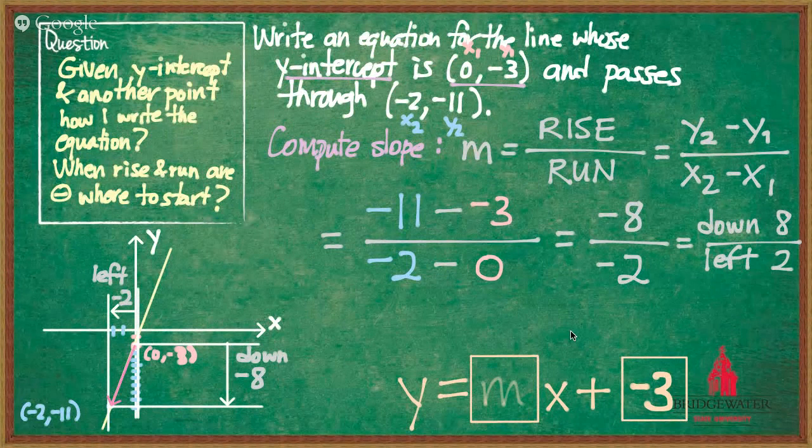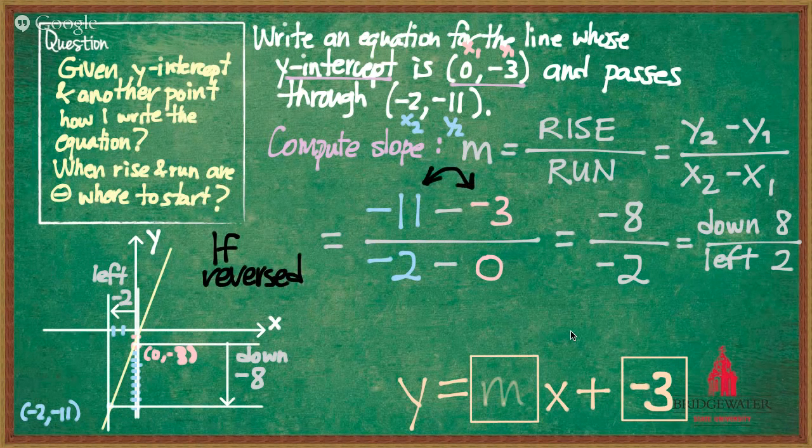On the other hand, if we had made the other choice, if we had turned the first point and the second point around and looked at it as our y-intercept being x2, y2, and our other point being x1, y1, let's just think quickly about what would happen in that example. Well, if we had it reversed, then both of the terms on top of this slope would trade places. We'd get negative 3 minus negative 11. Both of the terms in the denominator would trade places, so we'd get 0 minus negative 2.